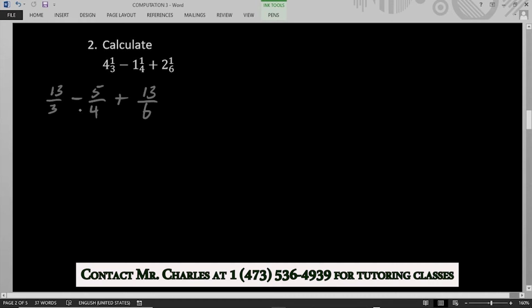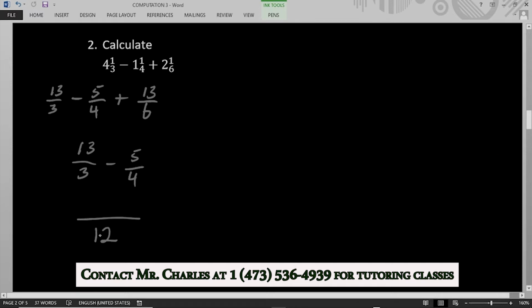Now after doing that, we have more than one operation here: subtraction as well as addition. In determining which one to do first, we must always work from left to right. So the subtraction comes first. The next step is 13 over 3 subtract 5 over 4. I'm going to break it up in parts and then solve it. So the LCM of 3 and 4 is 12.